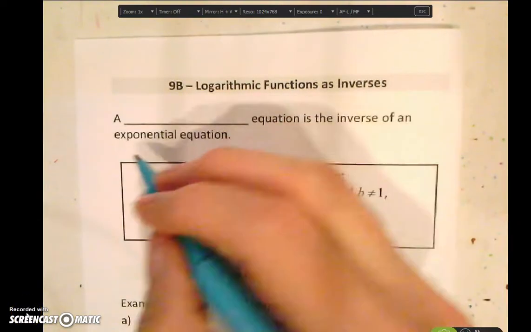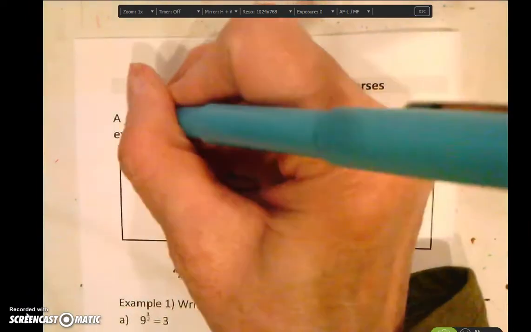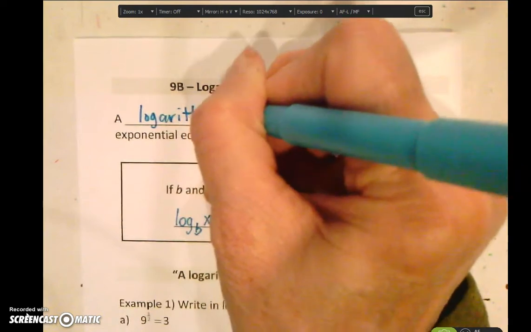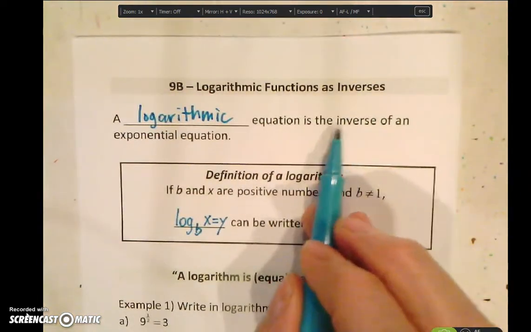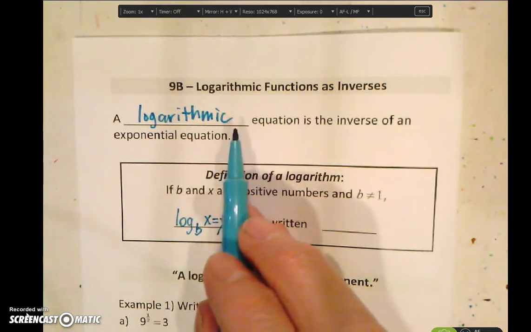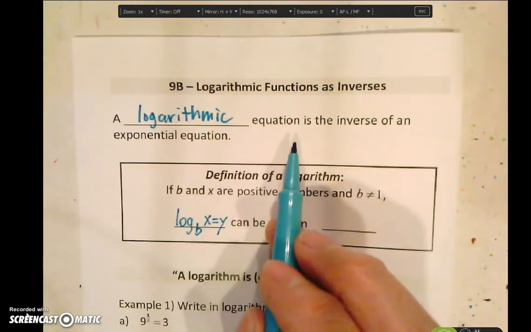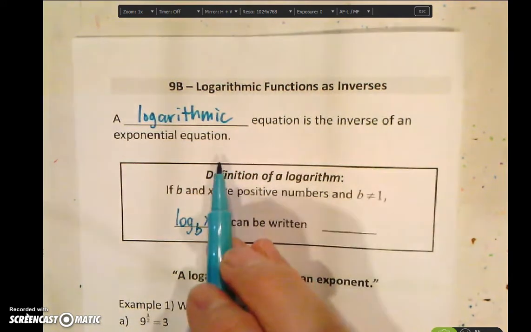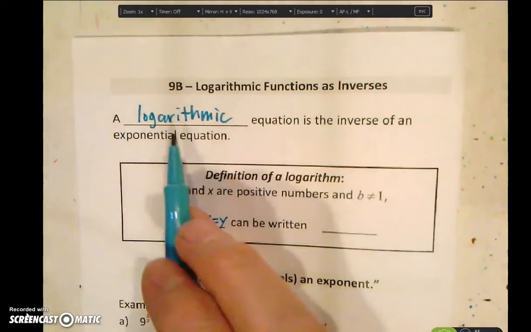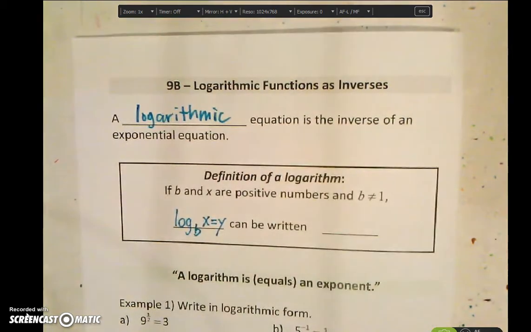So in the last section, we talked about exponential equations and exponential functions. A logarithmic equation is the inverse of an exponential equation, just like addition and subtraction are inverses, multiplication and division are inverses, squaring and taking the square root, those are all inverse operations. Well, a logarithm is the inverse of an exponential equation.